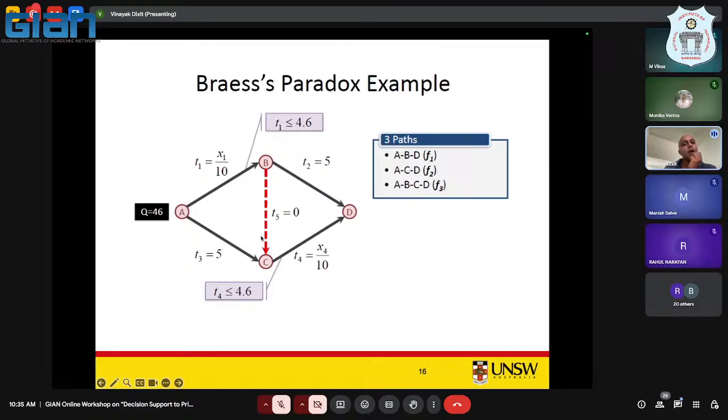What do you think will happen now? Because this is 2.3 plus 2.3, that's 4.6, people on this road will move here. So let's say everybody moves here. So this will be 4.6 plus 4.6, that's 9.2. Now, is this an equilibrium?